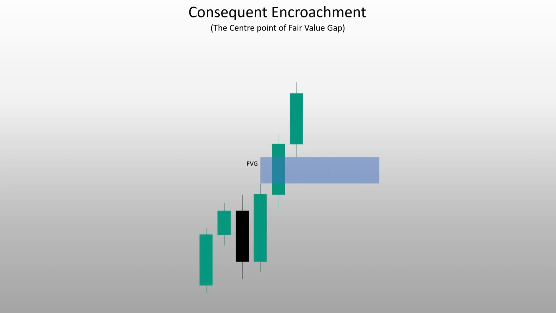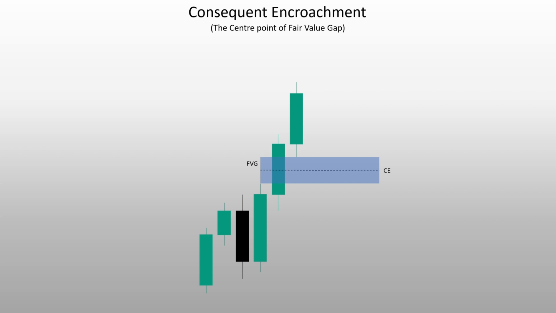Consequent encroachment. The center point of a fair value gap is called consequent encroachment. What is it? Let's learn through animation. This is our market, and here a fair value gap has formed. This is the fair value gap. The high of the first candle's wick and the low of the third candle's wick is called a fair value gap. Now, 50% of this fair value gap is what we call CE, or consequent encroachment.